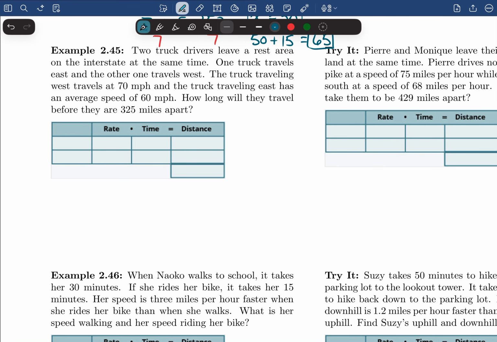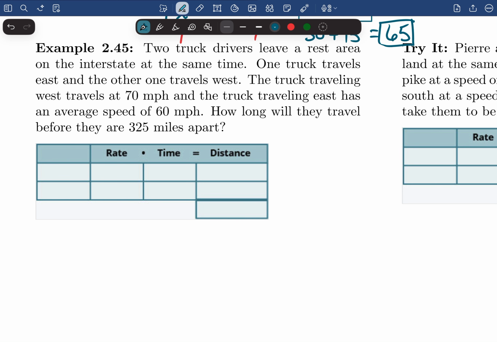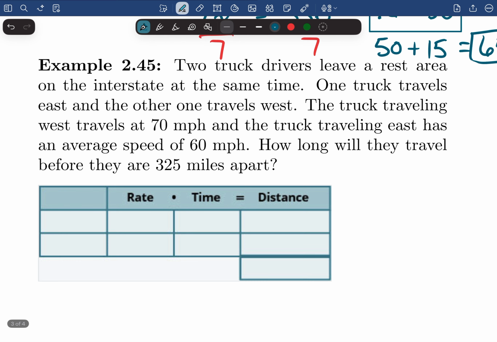They're slightly different than what we've seen so far. So here we go. Example 2.45. Two truck drivers leave a rest area on the interstate at the same time. One truck travels east and the other travels west. The truck traveling west travels at 70 miles per hour, and the truck traveling east has an average speed of 60 miles per hour. How long will they travel before they are 325 miles apart?